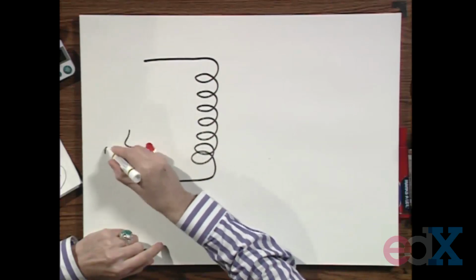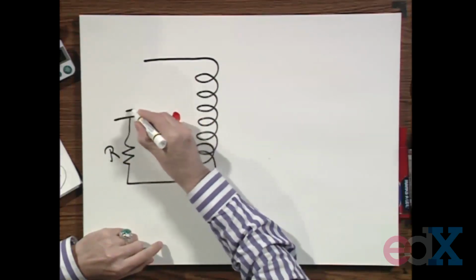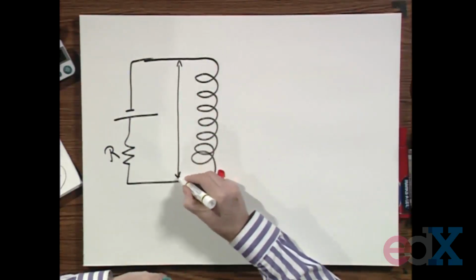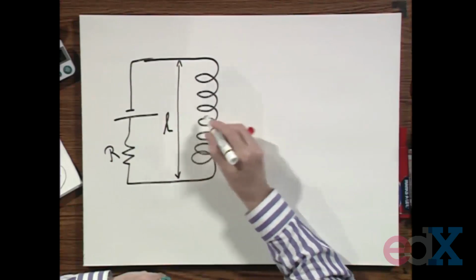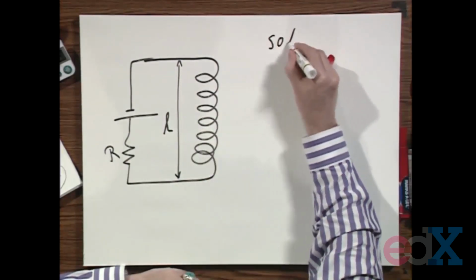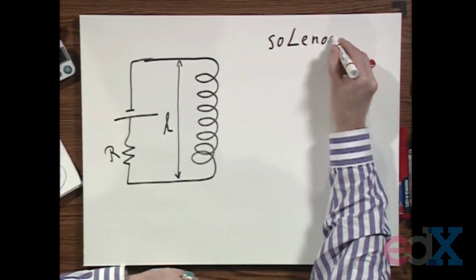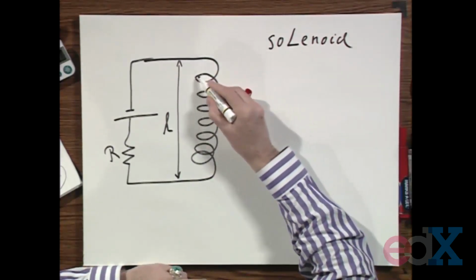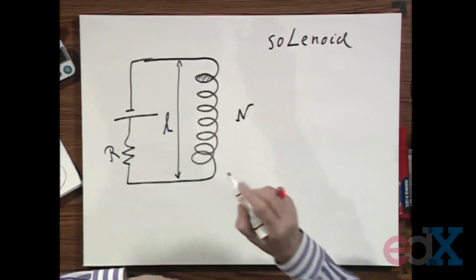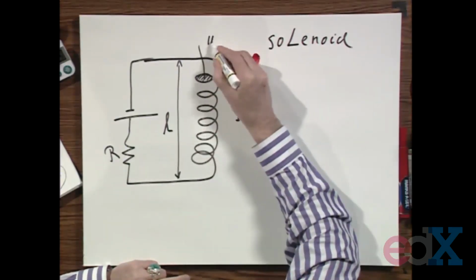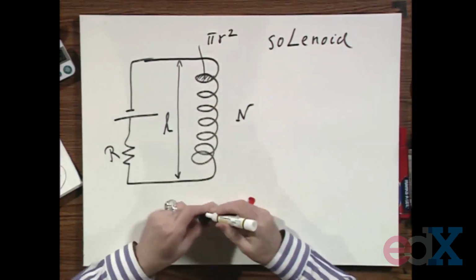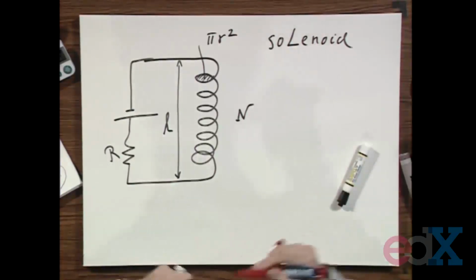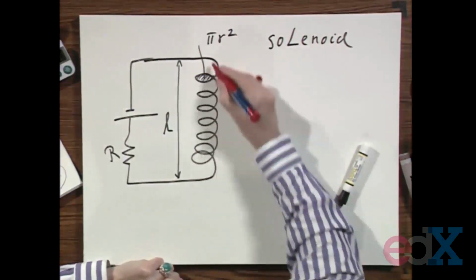Suppose we have some resistor here, and we had some battery here, and this solenoid had a length L. So this is a solenoid. It has N windings, and let us assume that these are circular, close to circular windings, which have surface area pi r squared. The first question that I want to answer is, what is the magnetic field inside the solenoid?